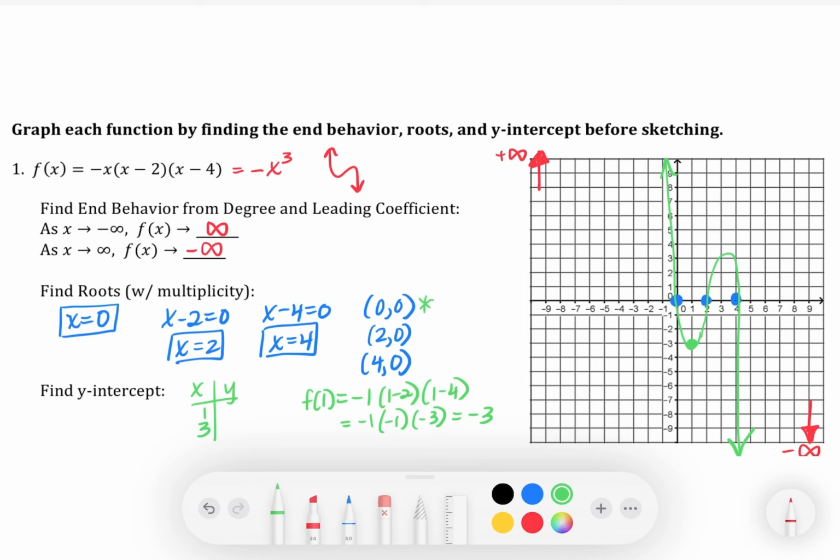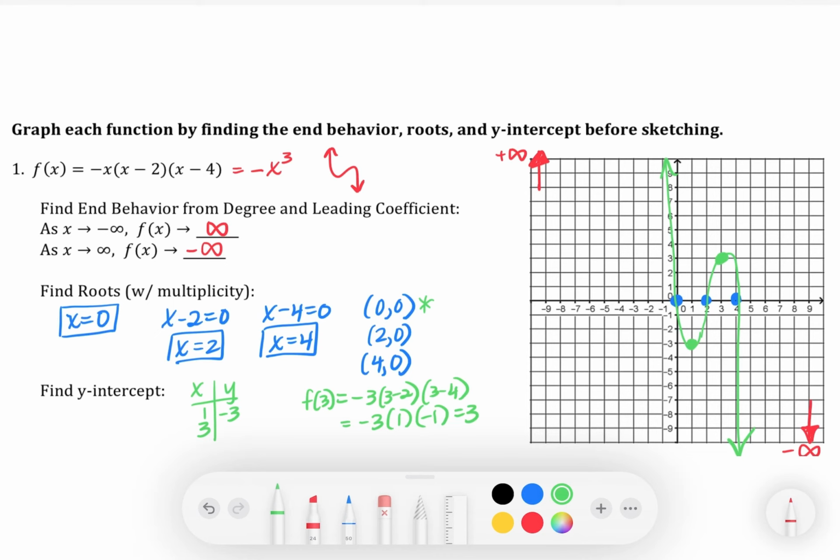Now let's try 3. So this would be f of 3, which is negative 3 times (3 minus 2) times (3 minus 4), or negative 3 times 1 times negative 1, which in this case is just positive 3. So that point fills in right there. And hey, we were on the right track there too. We thought it was going to be positive above the x-axis, and it was.